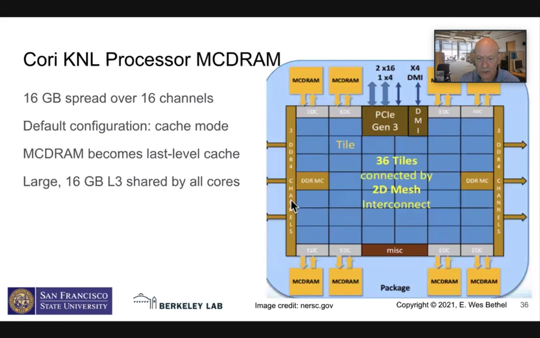So on Cori, remember, each of these tiles has 2 cores on it. Each core has its own L1 cache. Each tile has a shared L2 cache. And then outside the chip is 16 gigabytes of MCDRAM spread over 16 channels. So this is super high bandwidth memory. There are 3 different ways to configure it, but the default configuration, and what we've been using, makes MCDRAM like a big L3 cache on the chip. So it just looks like last level cache, and it's shared by all cores.